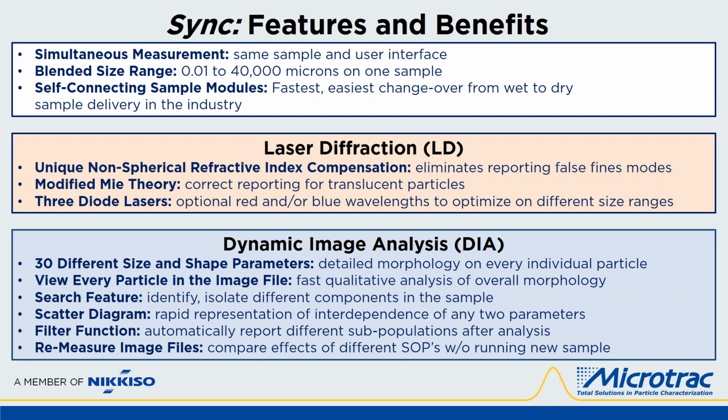For dynamic image analysis, 30 different size and shape parameters for detailed morphology on each individual particle. A view of every particle in the image file for fast qualitative analysis of the sample's overall morphology. A search feature which can be used to isolate different components or subpopulations in the sample. A filter function for automatically reporting or filtering out different subpopulations after analysis. And the ability to remeasure image video files to compare the effects of different SOPs without running a new sample.